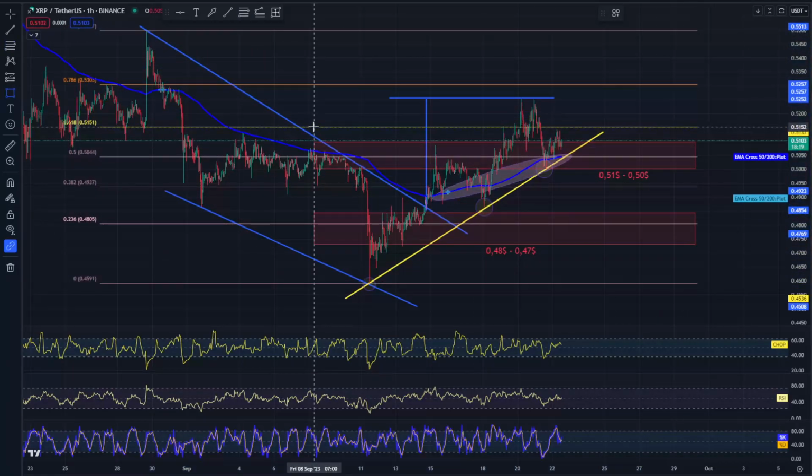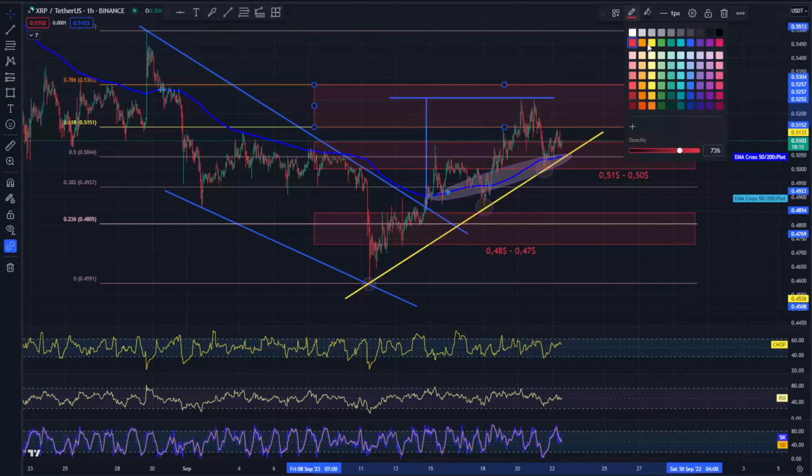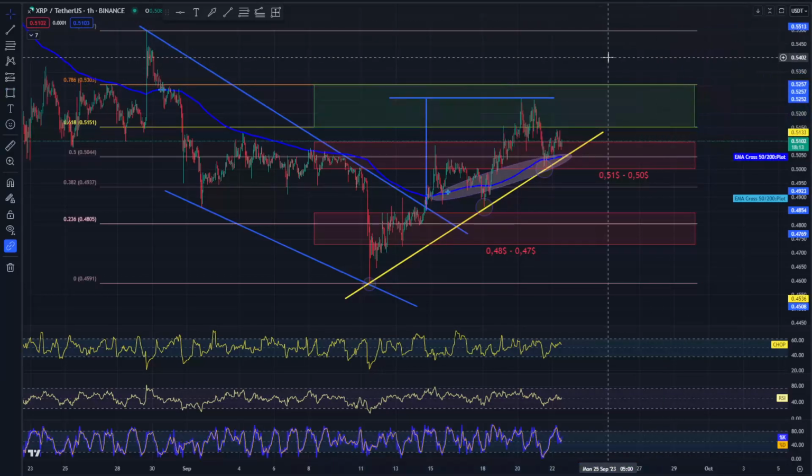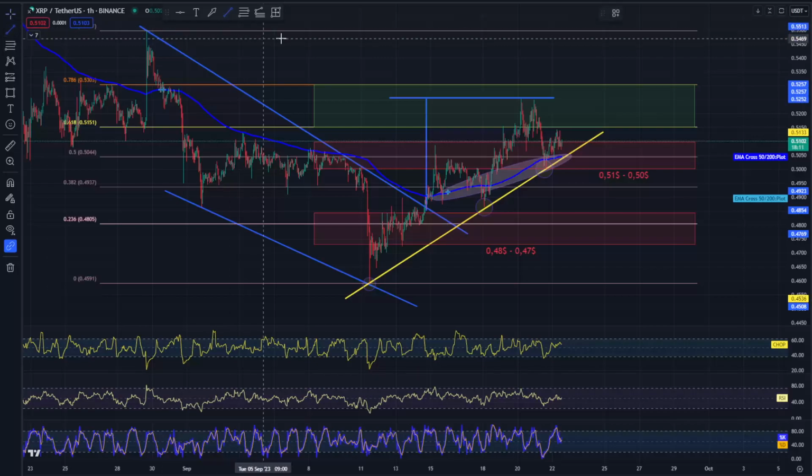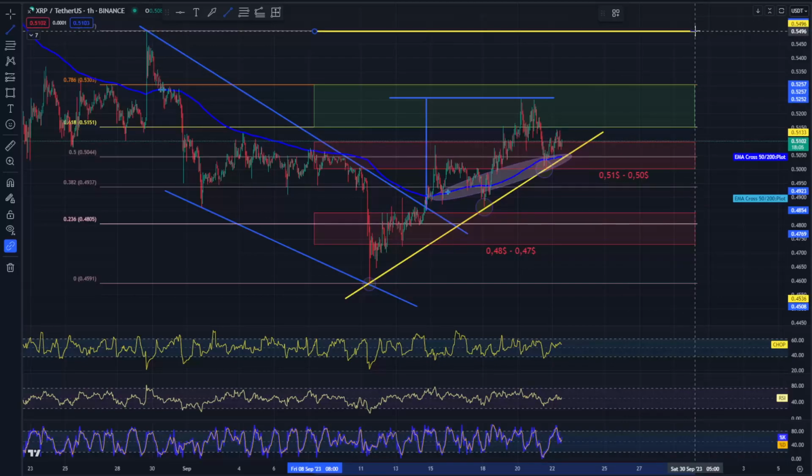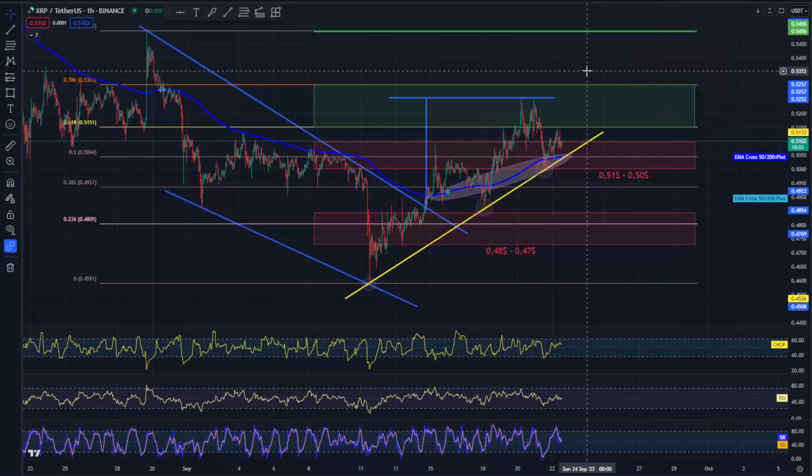Looking the other way, we see that the price has been rejected from the resistance zone from $0.515 to 53 cents. Only when we manage to break out of it, we will see an attempt to increase towards the resistance level at 55 cents.